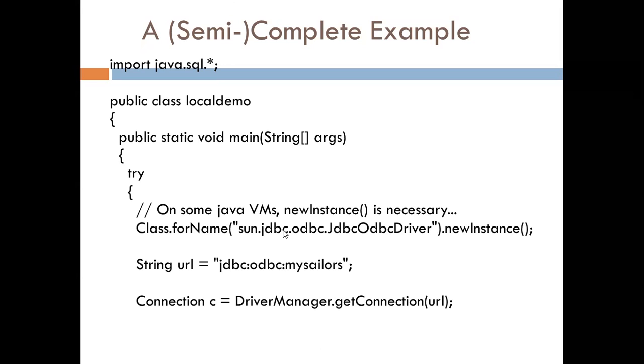And in some virtual machines, it is mandatory to include the dot newInstance function. Otherwise, in most environments, this newInstance API is not required. Then we can store the URL of the database, that is jdbc:odbc:mysailor. So this is the URL of the database.